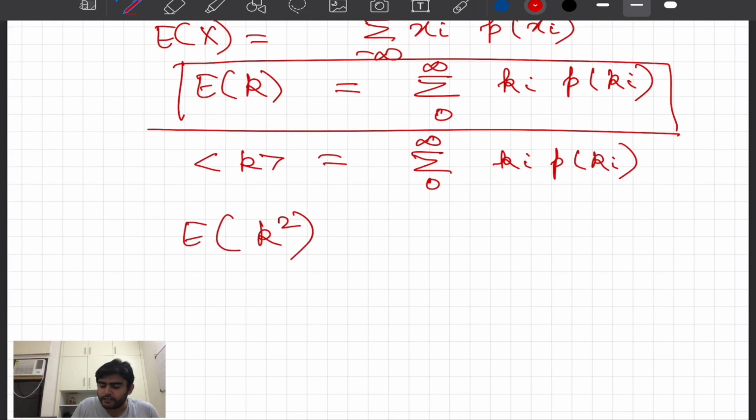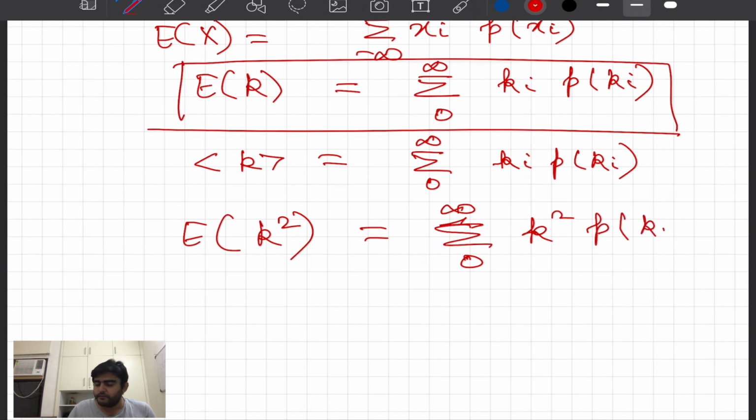Similarly, you can define some higher order expectations. If somebody asks you what the expectation of k square is, all you have to do is write the same expression. Again, we will not worry about the negative numbers. We will simply say that it is the sum over i from 0 to infinity of ki square times p(ki). So this is an example of a discrete case.